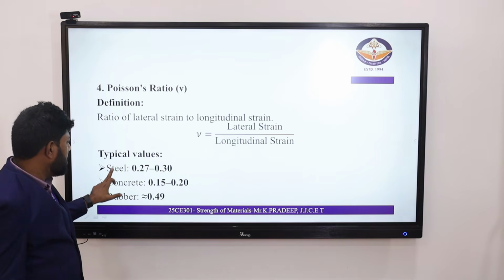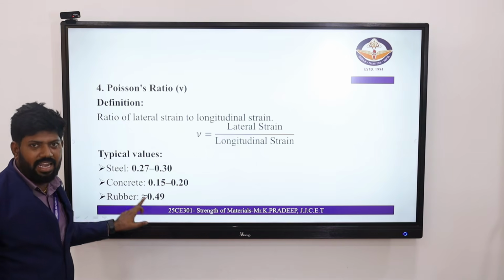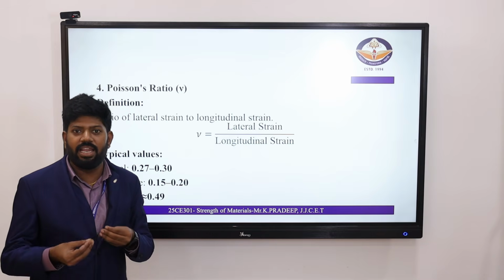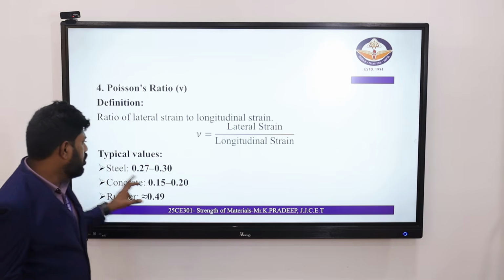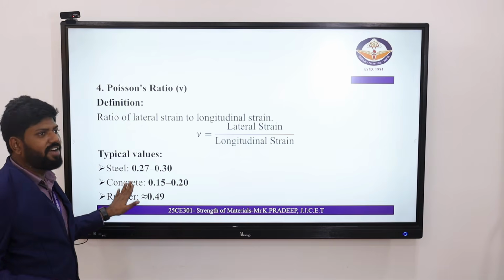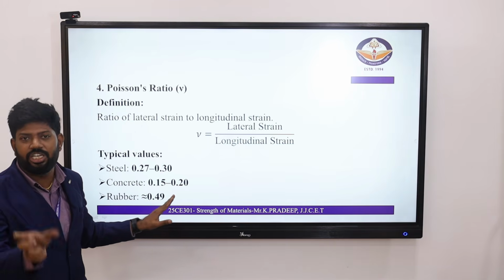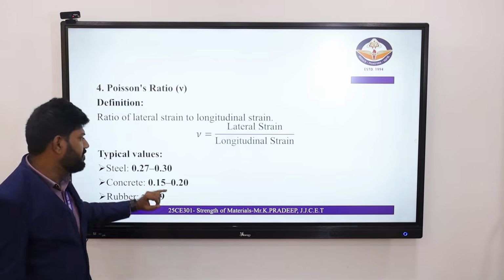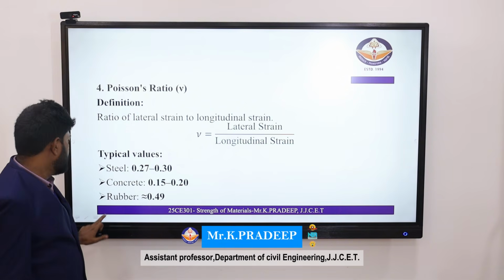Behind that, you especially have to know about the value of steel, because steel is a common material we use in civil engineering. So what is the typical Poisson ratio value of steel? If they ask in the examination, it will be in the range of 0.27 to 0.30.